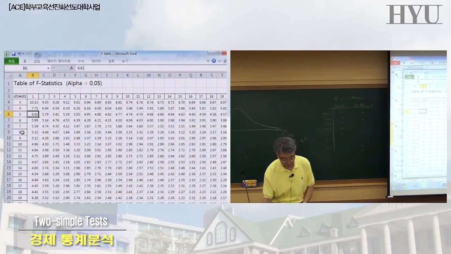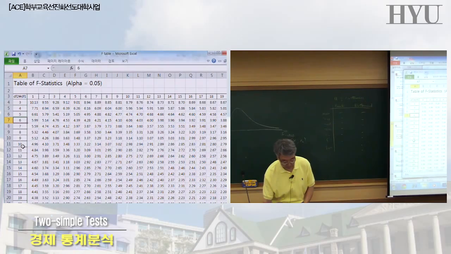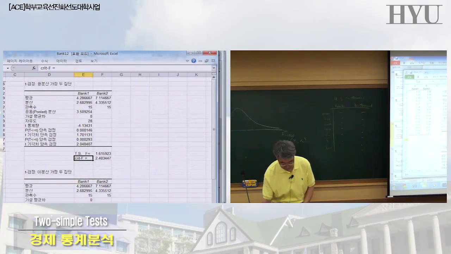So this one is degrees of freedom for the numerator, and these numbers are degrees of freedom for the denominator. So, for example, we have 14 degrees of freedom, 14 degrees of freedom. So our critical value should be 2.48, something like that. All right, let's see what we got. Critical F value, what did I do? I used 15. Let me change it to 14.